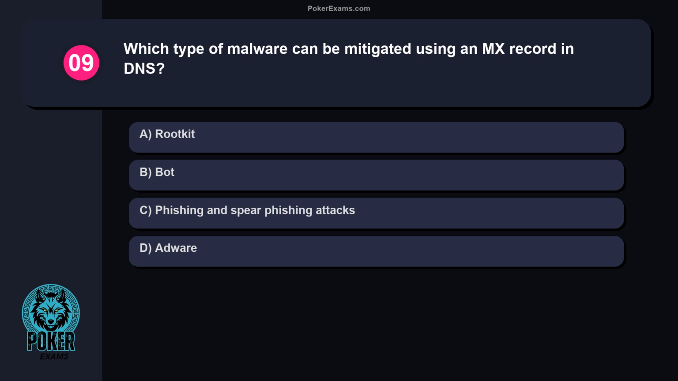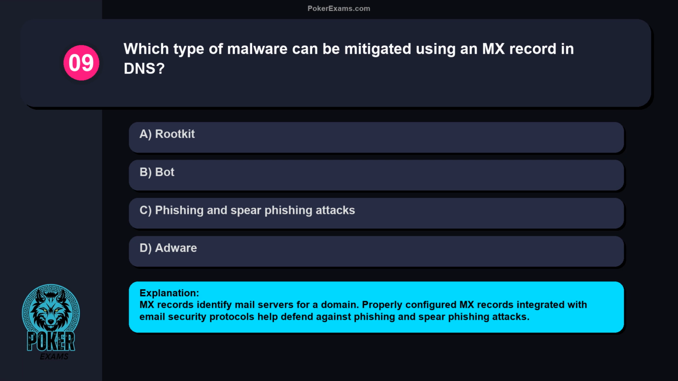Question 9. Which type of malware can be mitigated using an MX record in DNS? Rootkit, bot, phishing and spear phishing attacks, adware. MX records identify mail servers for a domain. Properly configured MX records integrated with email security protocols help defend against phishing and spear phishing attacks.